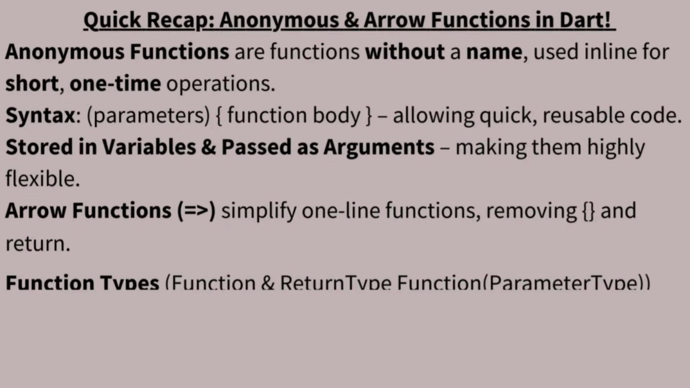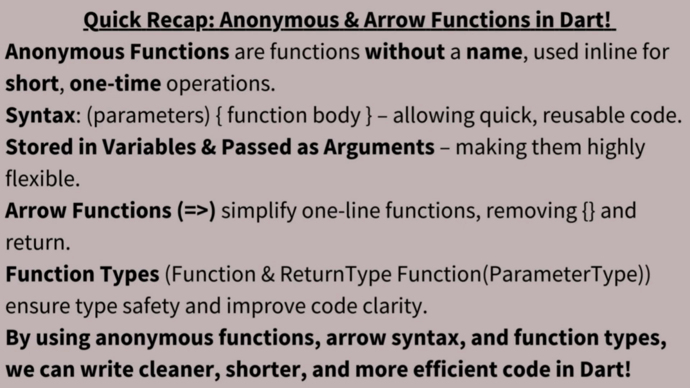Let's summarize everything we've learned about anonymous functions in Dart. First, anonymous functions are functions without a name. Instead of defining them separately, we write them inline wherever they are needed. The basic syntax for an anonymous function is (parameters) { function body }. This allows us to create small, reusable functions on the spot. Anonymous functions can also be stored in a variable, allowing us to call them later, just like regular functions. Additionally, they can be passed as arguments to other functions, making them extremely useful in functional programming.